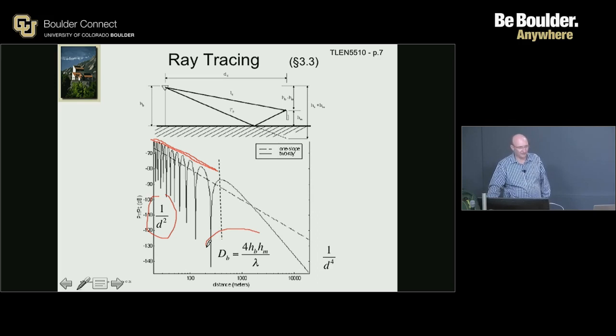The height of the mobile is fixed, right? It's usually 1.5 to 1.7 meters. It can't vary too much. You have little control, but you do have control over one parameter, the height of the base station.